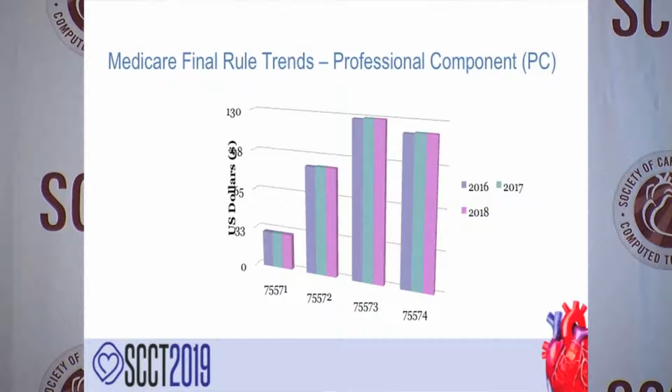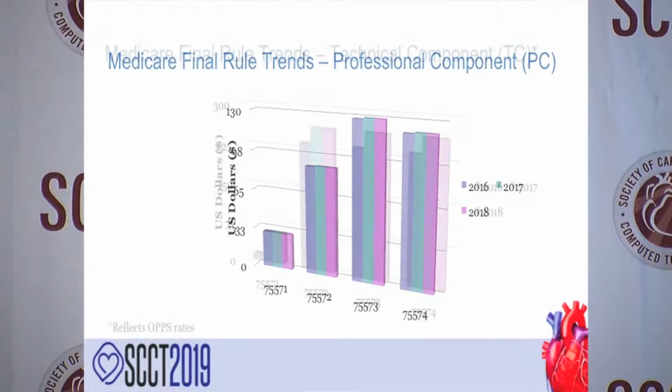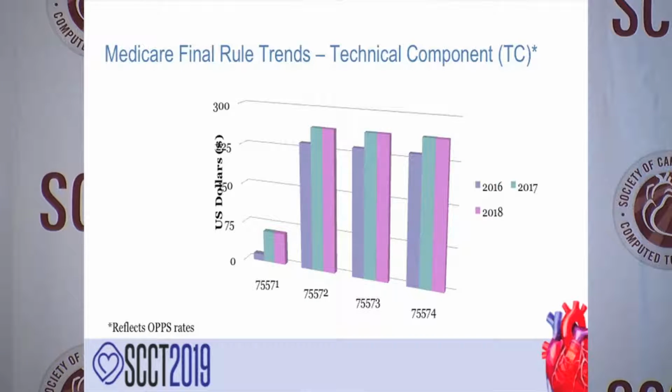So if we look at the professional component for the 4 Category 1 codes for cardiac CT, you can see relative stability in the physician component reimbursement for this test over the last 3 years. Likewise, with respect to the technical fee through the OPS rates for cardiac CT codes, you can again see relative stability. But to me, this is the most telling slide.